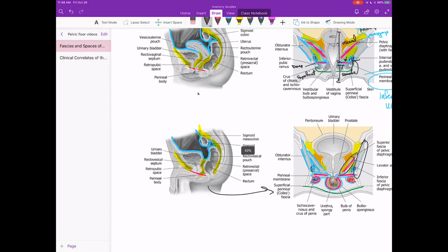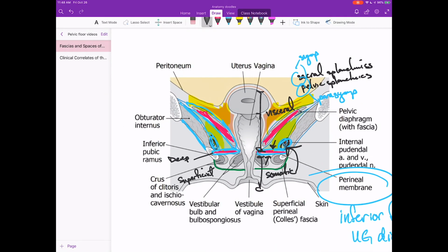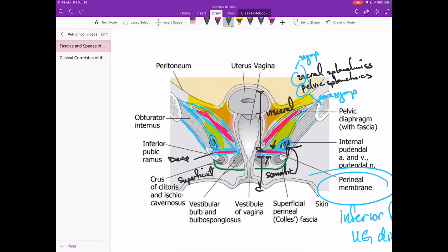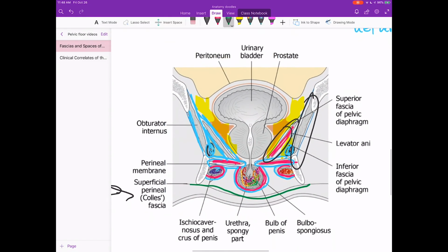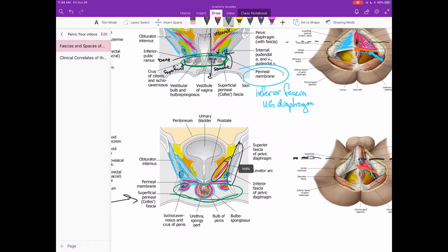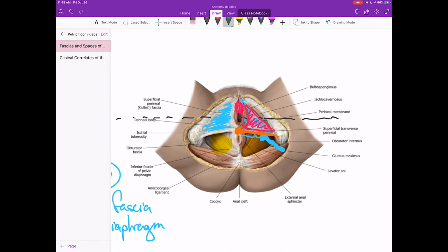What does that look like in the other views? So we talked about the female, and again here is the superficial space bounded by the green line, located here. Okay, so all of this is in the superficial space. In the male, again, this is all in the superficial space. That's in coronal section. What are we looking at in terms of the axial section?